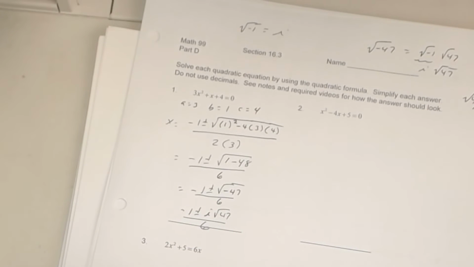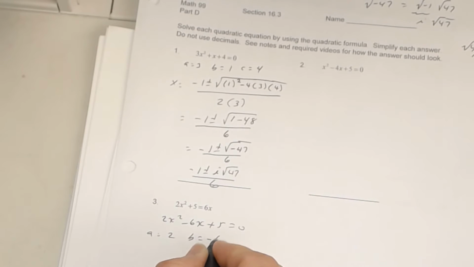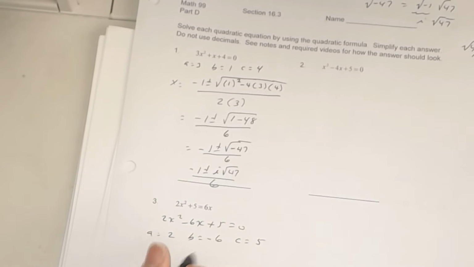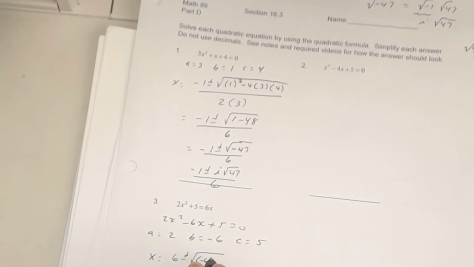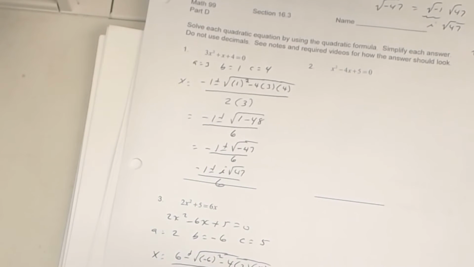What are you going to do in 3? Standard form. So 2x squared minus 6x plus 5 equals 0? Okay. So what's A? 2. What's B? -6. And what's C? 5. Okay. So x equals the opposite of B, 6, plus or minus the square root of -6 squared minus 4 times A times C all over 2 times A, right? 2 times 2?